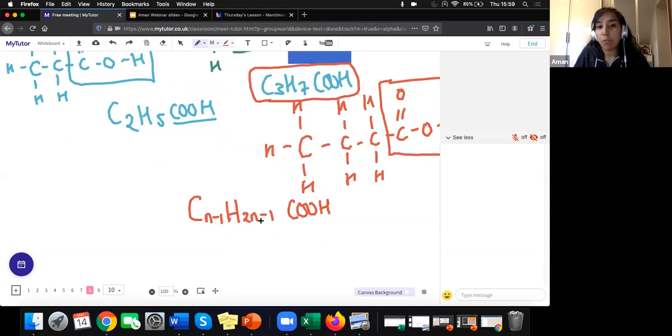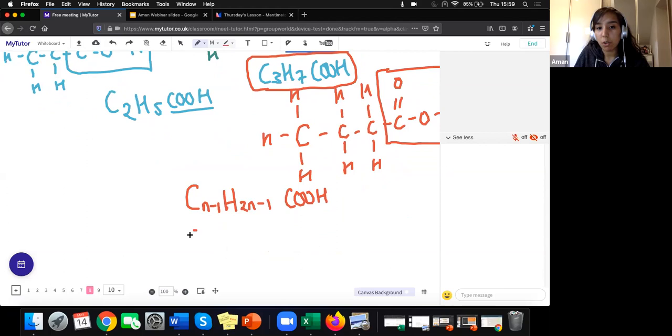So for example, for butanoic acid, there are 4 carbons. So it would be Cn-1, C3, H2n-1. So 2 times 4 is 8 minus 1, H7, COOH. For propanoic acid, n-1 makes 2 because there's 3 carbons in propanoic acid. H2n-1, 2 times 3 is 6 minus 1, H5COOH. I prefer not to use that formula. I prefer to draw it out.